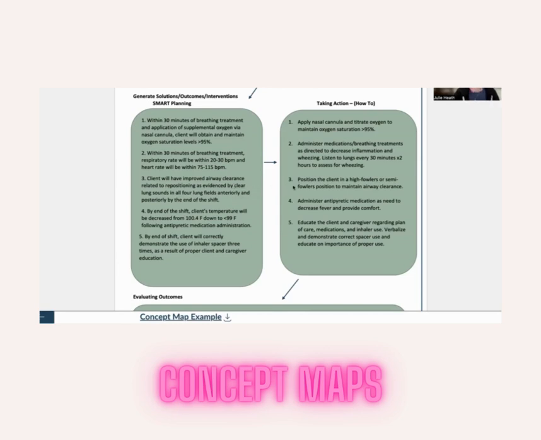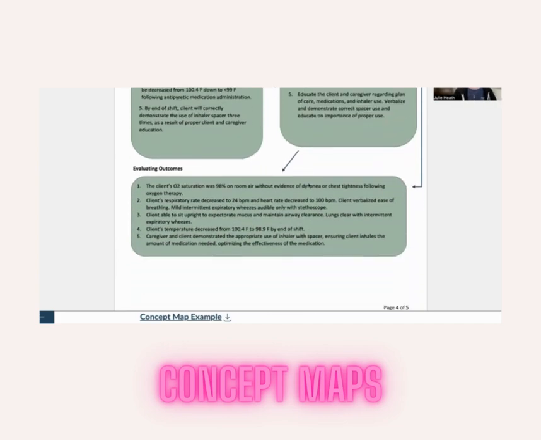Number 3 over here should reflect over here. So number 3, I'm going to position the client in a high Fowler's or semi-Fowler's position to maintain the airway clearance. That's great. Changing the patient's position is doing something. You're making a change. So that's reflecting your goal over here, and this is how you're going to achieve it. Okay. I'm not going to go through the rest. Okay.